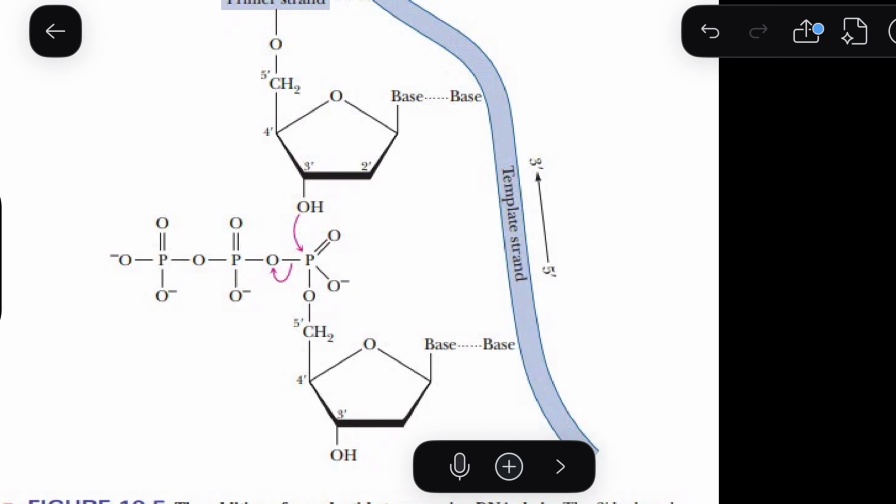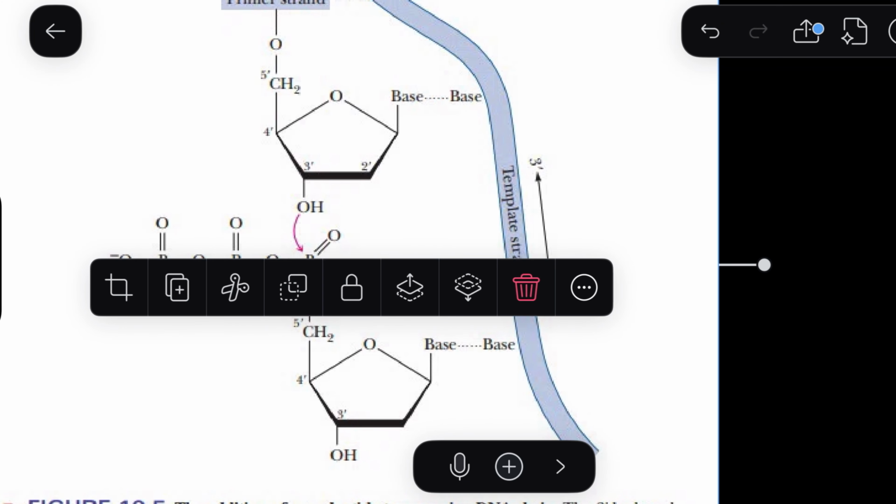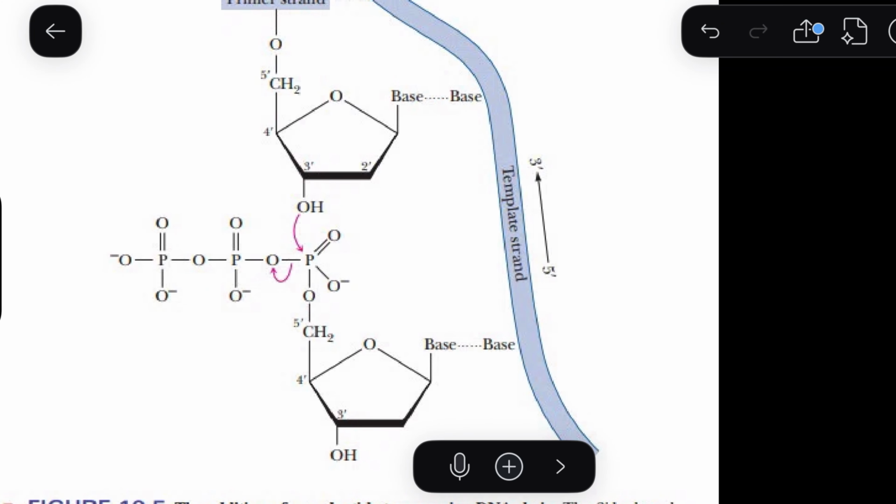Hi everyone. In this video, we are going to discuss the nucleophilic attack of the oxygen atom onto the phosphodiester bond, which is present in the incoming nucleotide that is added to the growing DNA strand during DNA replication.